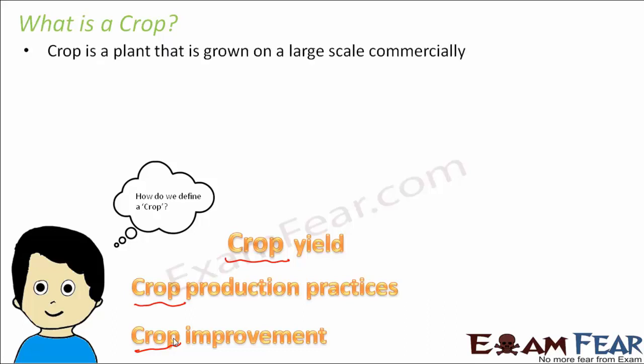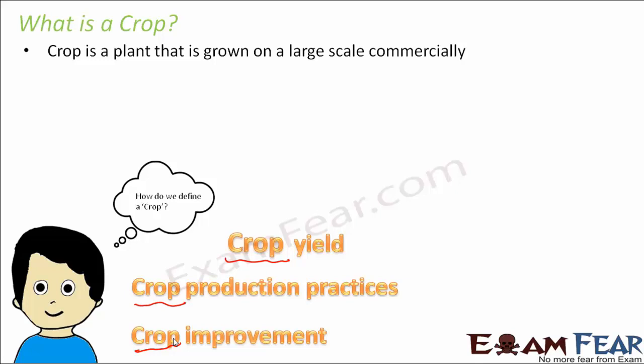A crop is a plant that is grown on a large scale commercially. Now, if you have just one plant growing in your garden, you do not say that I am cultivating a crop, because that is not called a crop. The word crop is used only when the same plant is grown on a very large scale. What do we mean by large scale? That means a large number of the same plant are being grown on a commercial scale.